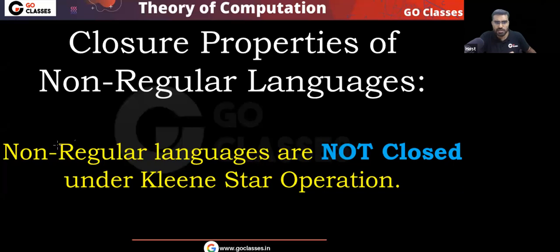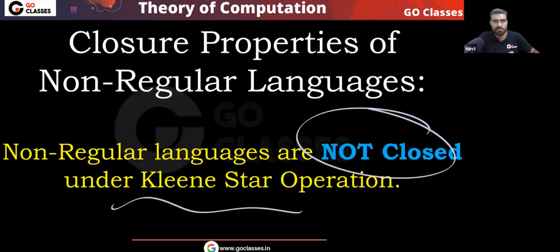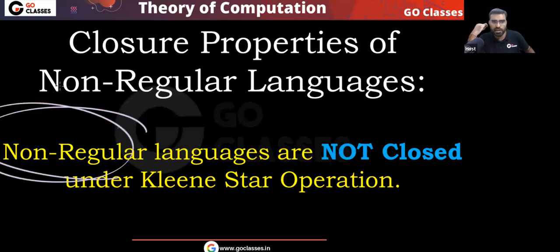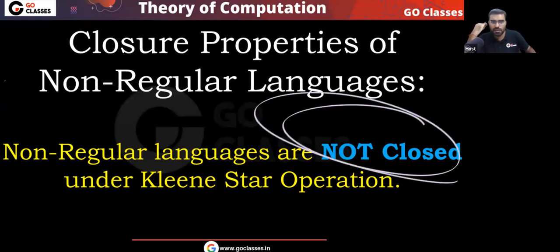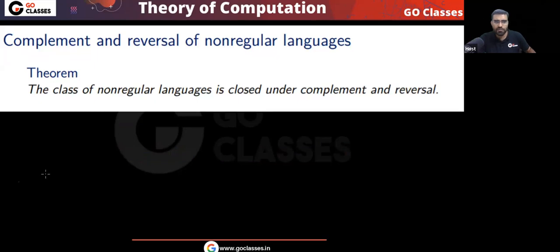So let's move on now. You can notice that non-regular languages are not closed under Kleene star. Yes or no? They are not closed under Kleene star. So that's it. We have seen everything. Read this. Did we see this? Do you know the proof?